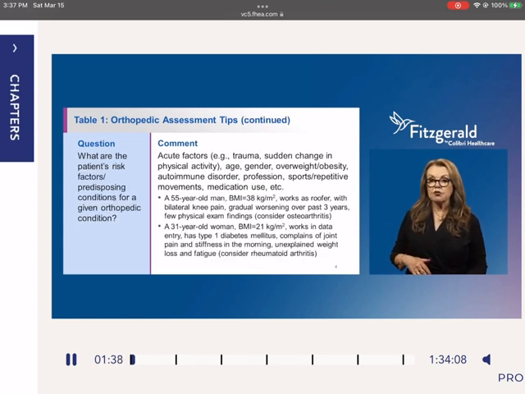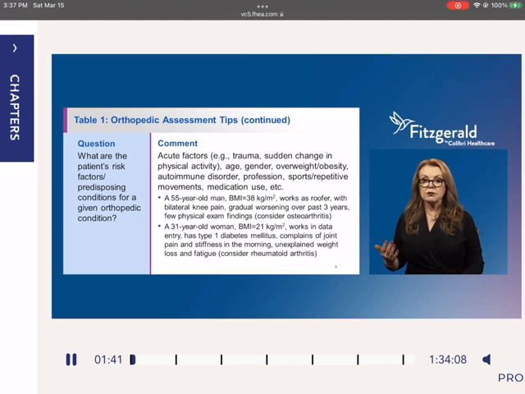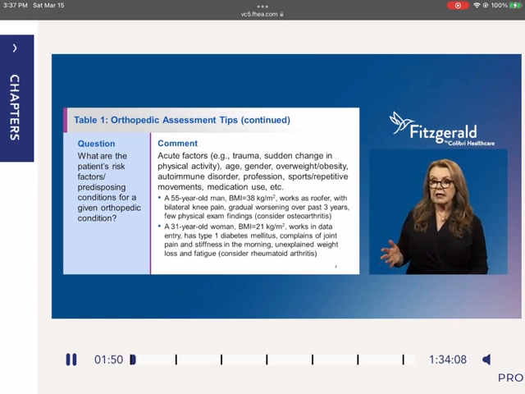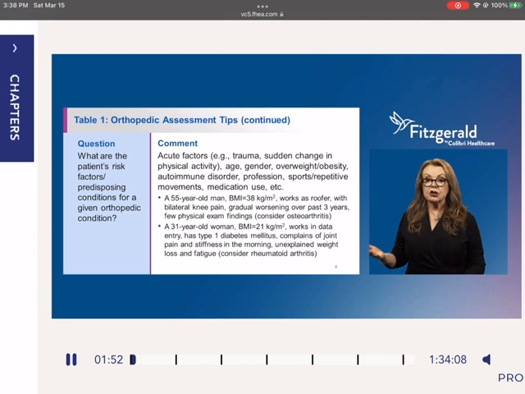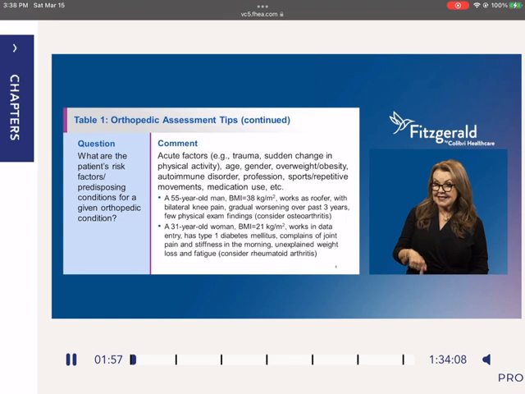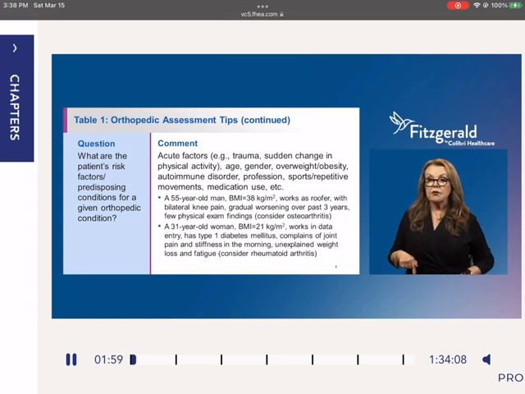What are the patient's risk factors or predisposing conditions to a given orthopedic condition? Are there acute factors, i.e., a history of trauma, sudden change in physical activity, age, gender, overweight, obesity, a history of currently existing autoimmune problems? Remember, autoimmune disorders like to hang out with one another. What's the person's profession, sports, repetitive movements, medication use, and the like.